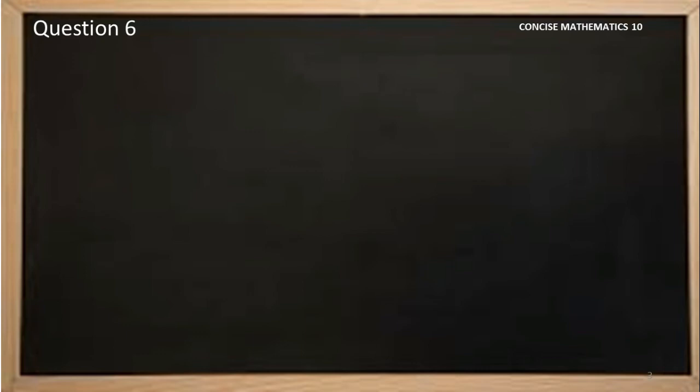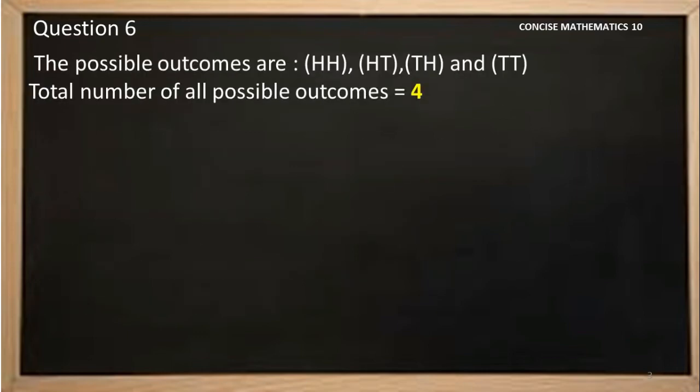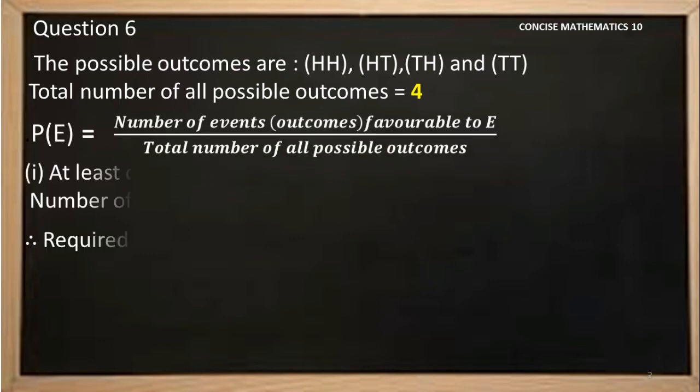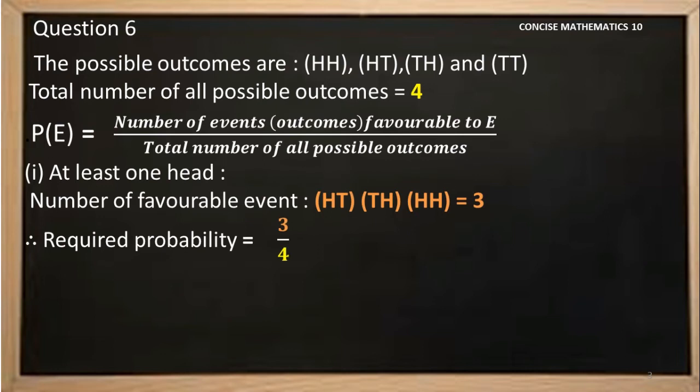For the probability, we need only the head and tail part of a coin. As two coins are tossed, we have already discussed in the previous classes that the total number of all possible outcomes is equal to 4. And the first sub question says at least one head.